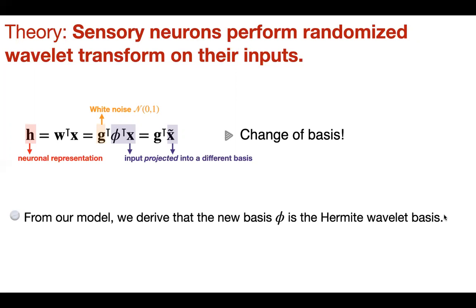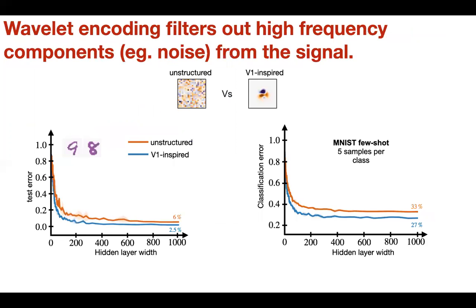And we know that Hermite wavelet bases are actually quite good for representing image inputs from the image processing literature. We know that wavelet encoding filters out high frequency components like noise from the signal and aids learning. So we demonstrate that here empirically on some example tasks. We compare one hidden layer neural networks with unstructured receptive fields, so just think of white noise, versus these V1 inspired structured receptive fields, randomly sampled from these GPs.